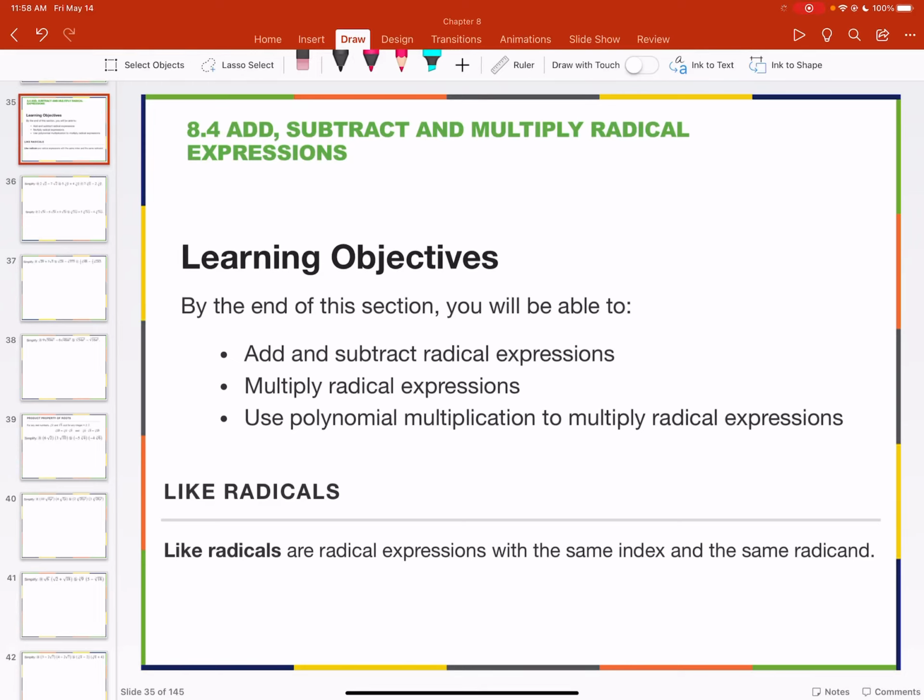Hello, welcome to section 8.4, where we're going to be adding, subtracting, and multiplying radical expressions.